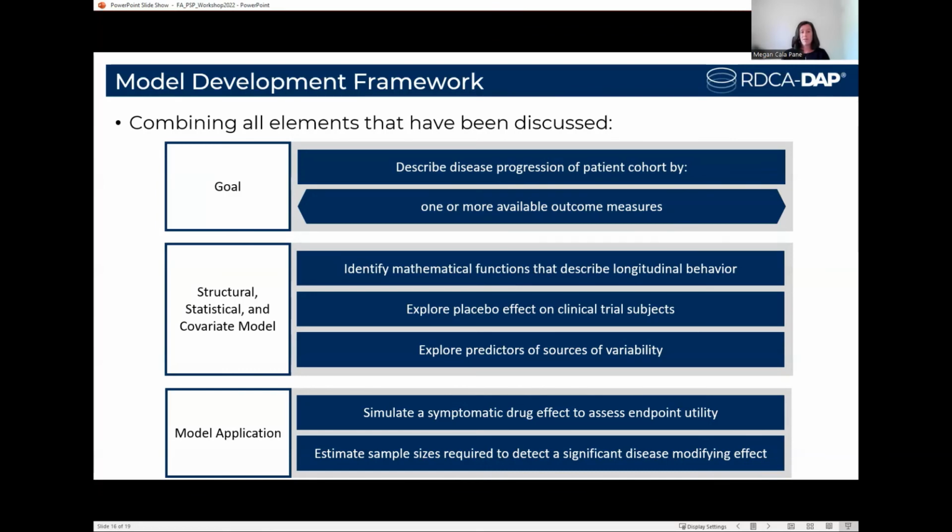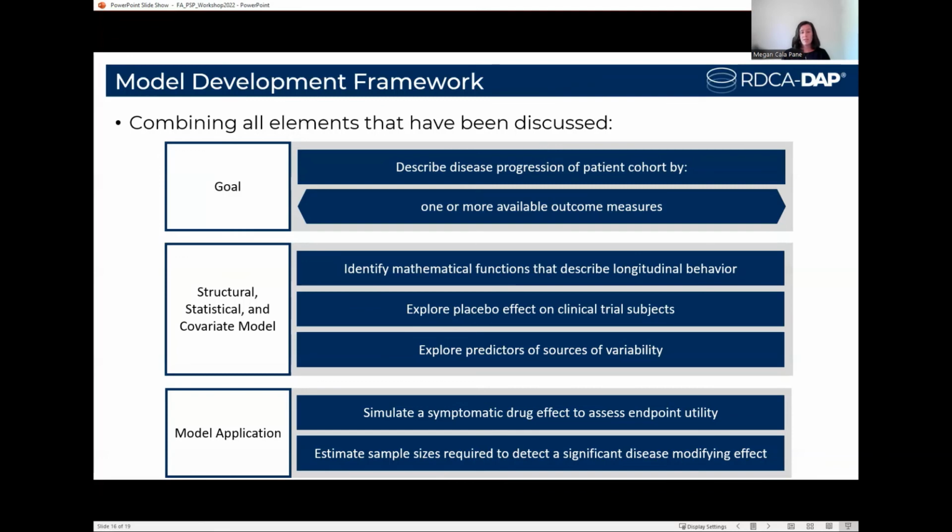And then we define the appropriate structural and covariate components of the model. This includes defining the mathematical function that captures the population trajectory, also potentially a placebo effect on control arm subjects, a drug effect on treatment arm subjects, and inclusion of any necessary covariates to describe the inter-individual variability within the population. And then lastly, how can we use these models?